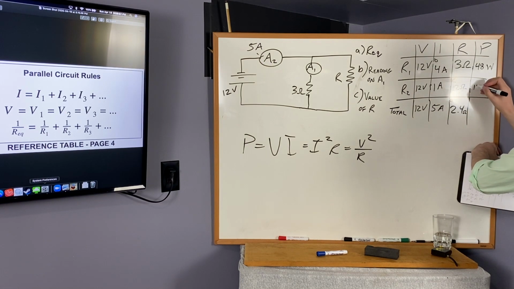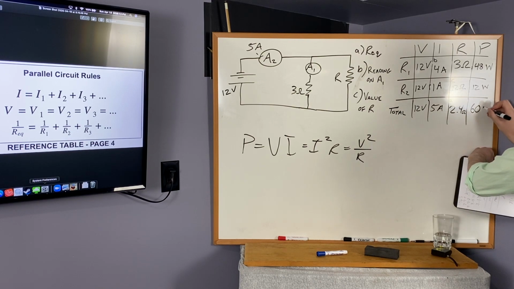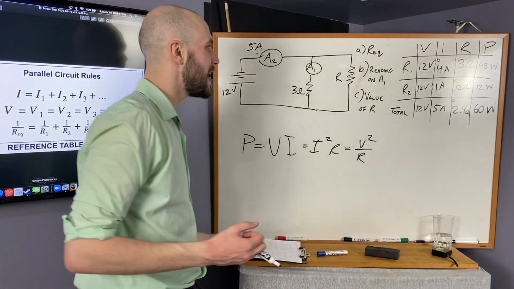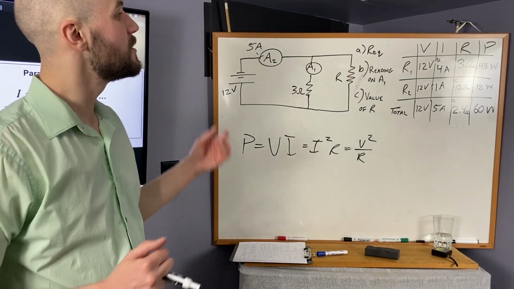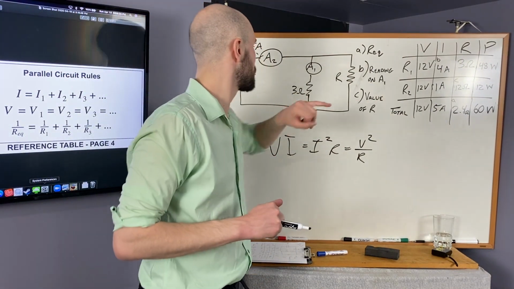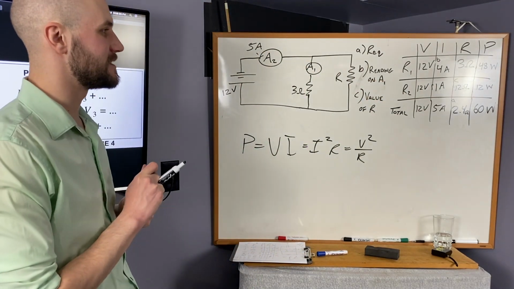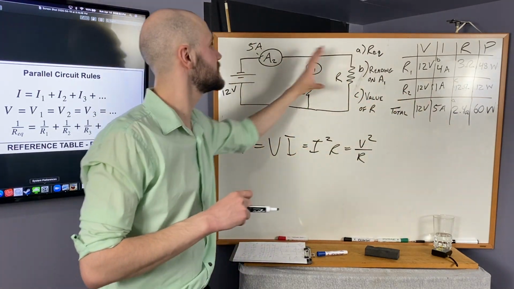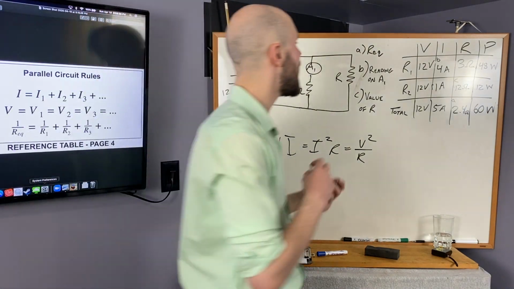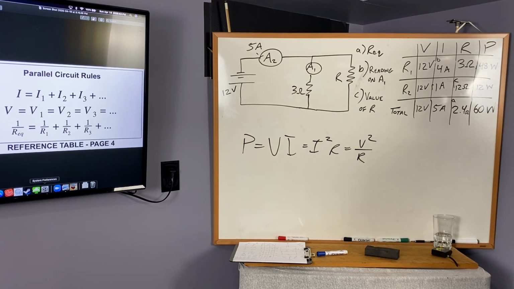12 times 1 is 12. Unit is watts. 12 times 5 is 60 watts. And that is everything that they could possibly ask us about this circuit. We know the voltage across each one of the resistors. We know the current through each one of the branches. We know the resistance of each one of the resistors and the total resistance of this grouping, the entire equivalent resistance of the circuit. We also know the power dissipated by each one of these components. How much energy is each component using every second?